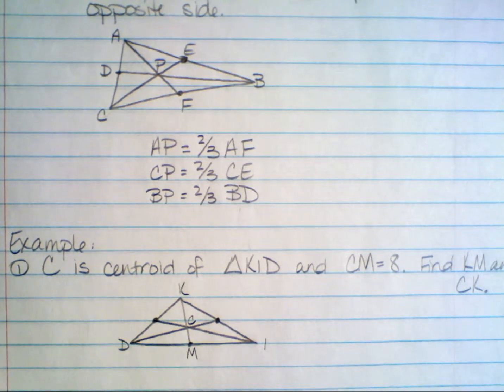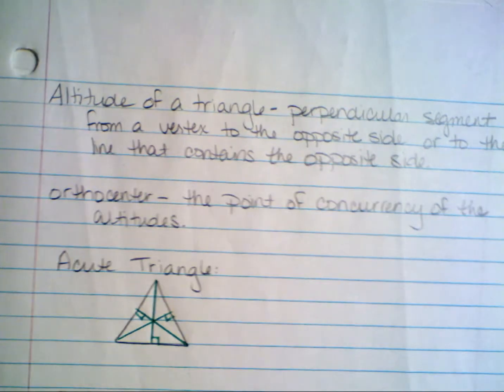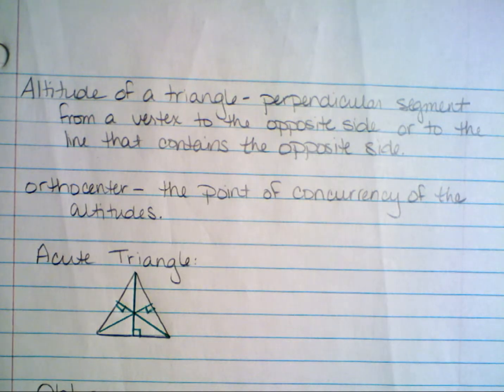Okay, so that's medians. Altitude, let's define that. Altitude of a triangle is the perpendicular segment from a vertex to the opposite side, or to the line that contains the opposite side. So now, not only are we drawing essentially the same type of line, except for now it has to be perpendicular. So before with a median, it had to be the midpoint. Now we're looking at the altitude.